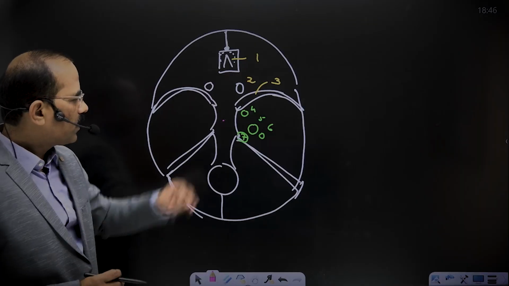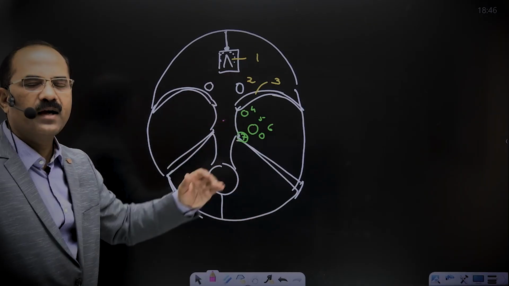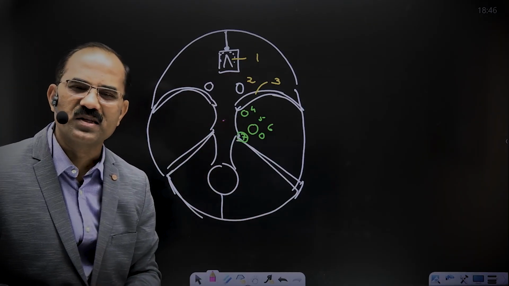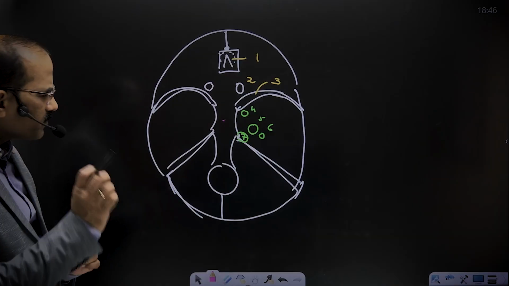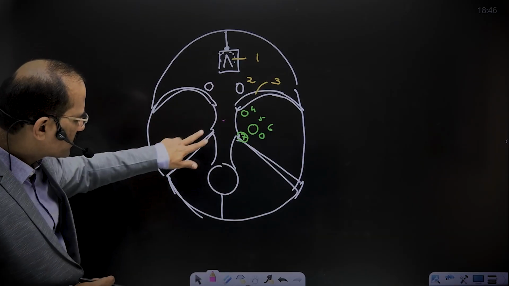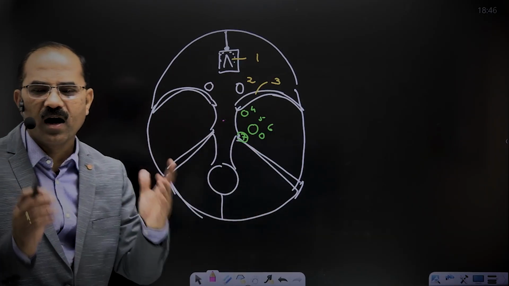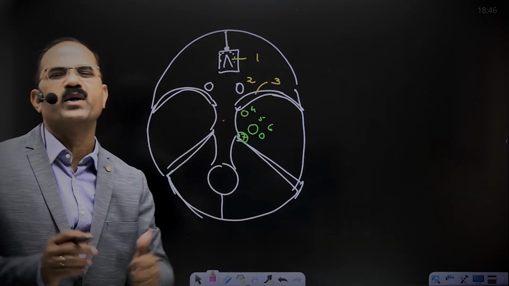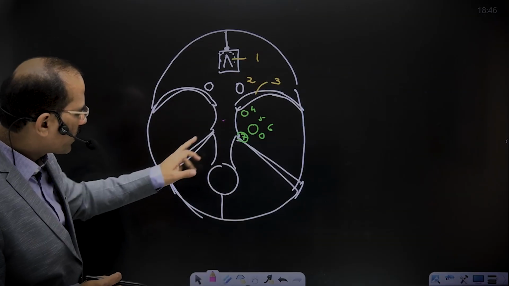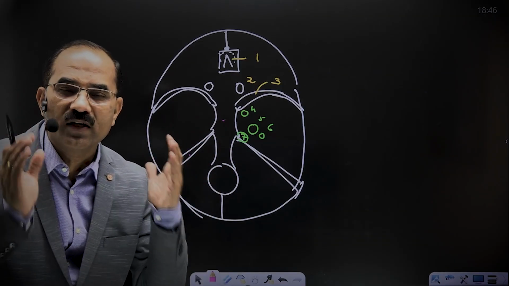Perfect. Now coming to the last part, the part behind, that's the posterior cranial fossa. Posterior cranial fossa, understand this now. What is this bone? This bone is very hard like a rock. We call this bone the petrous part of the temporal bone.